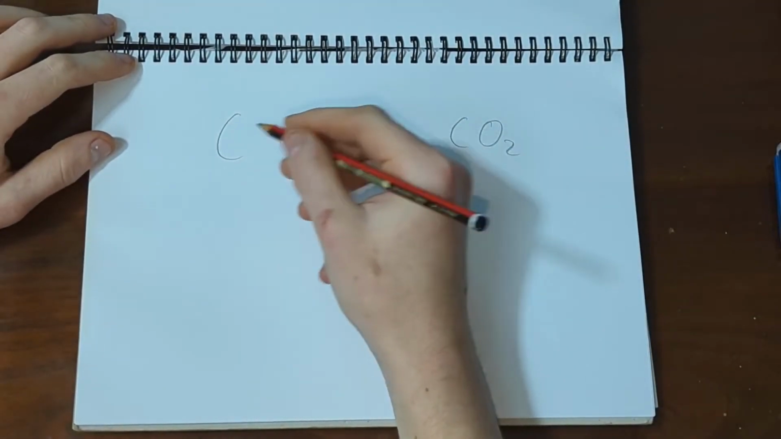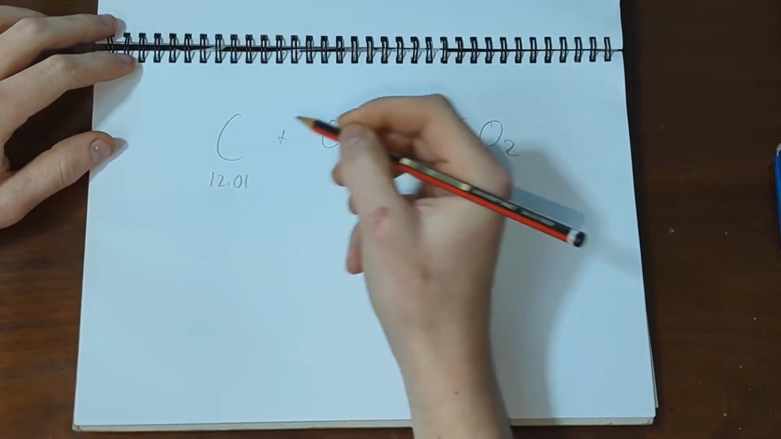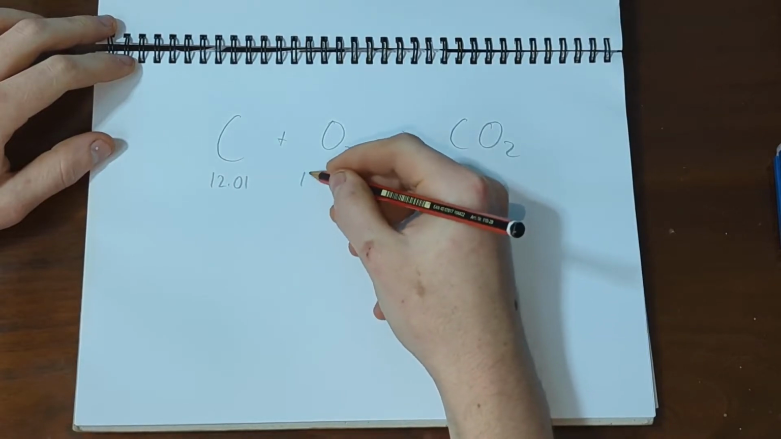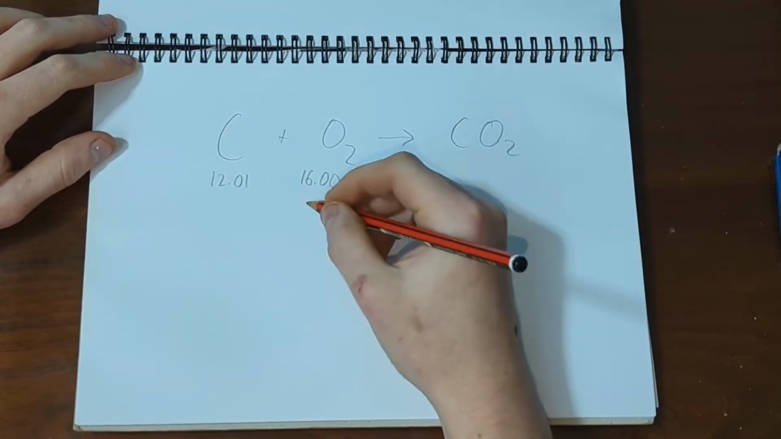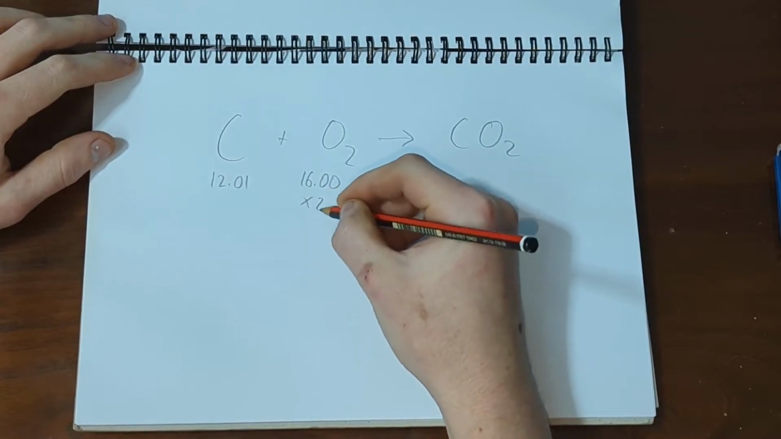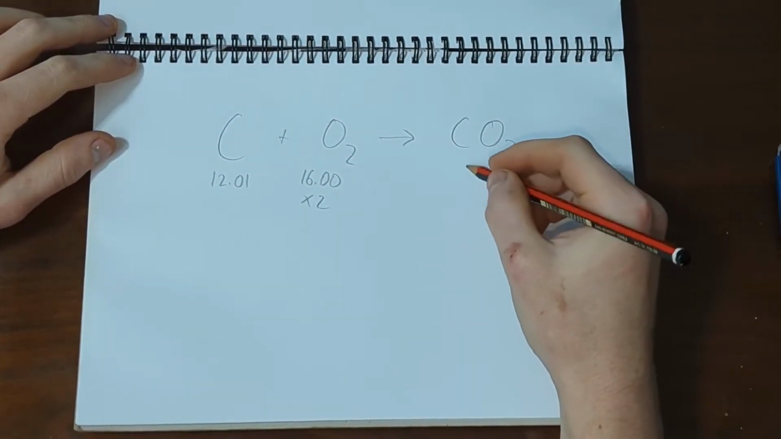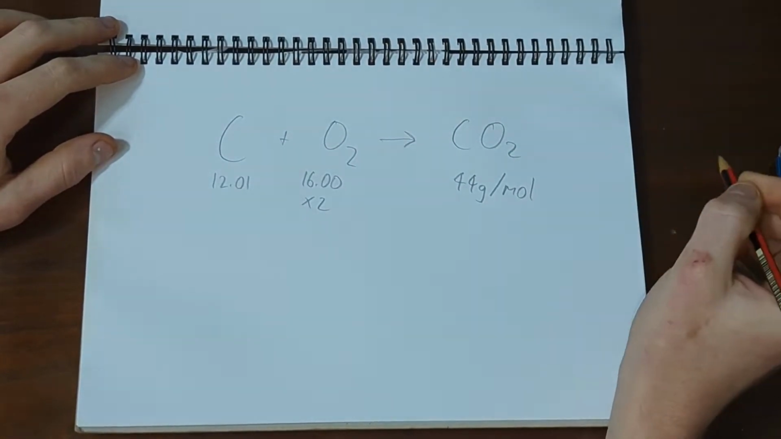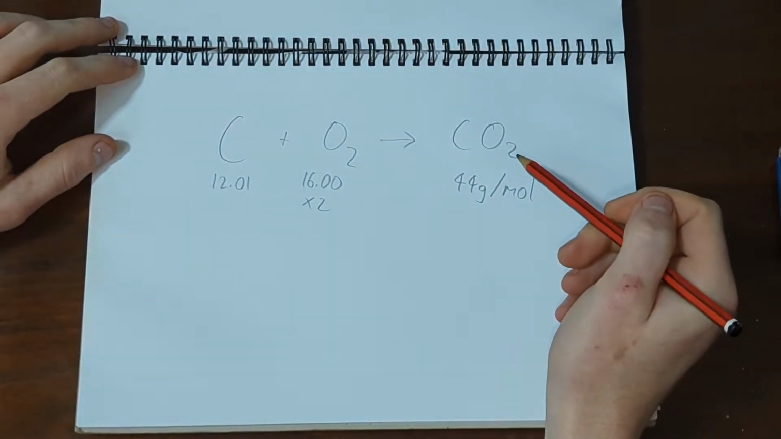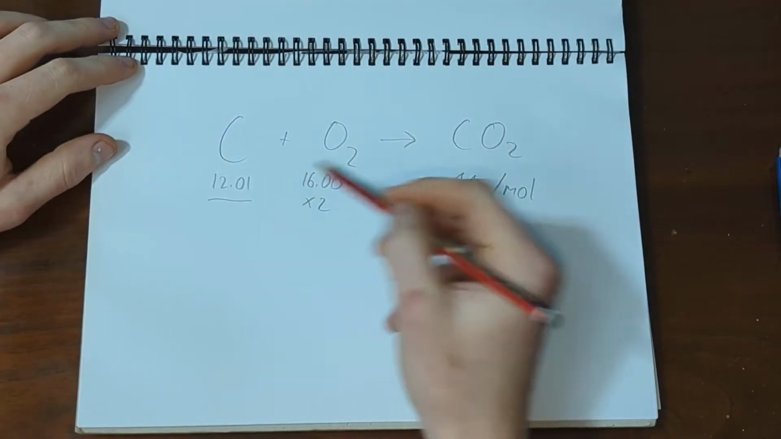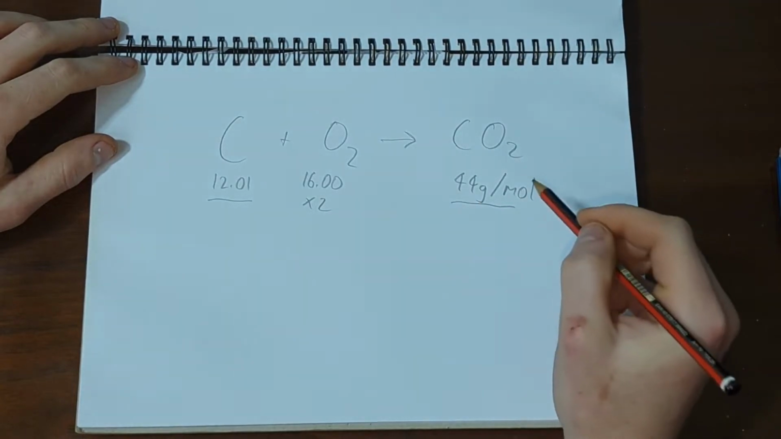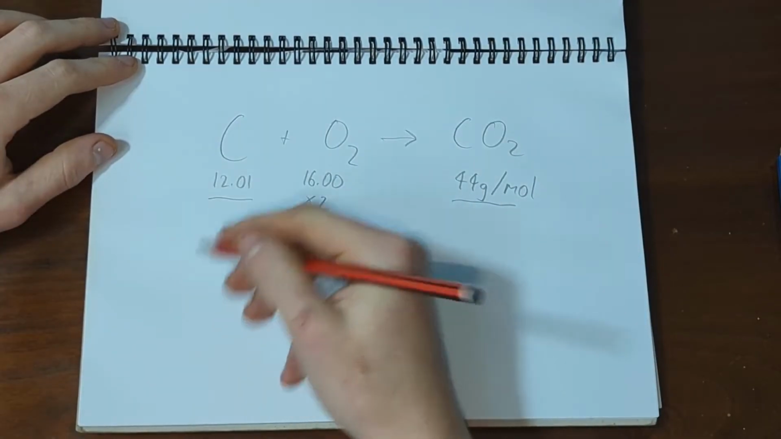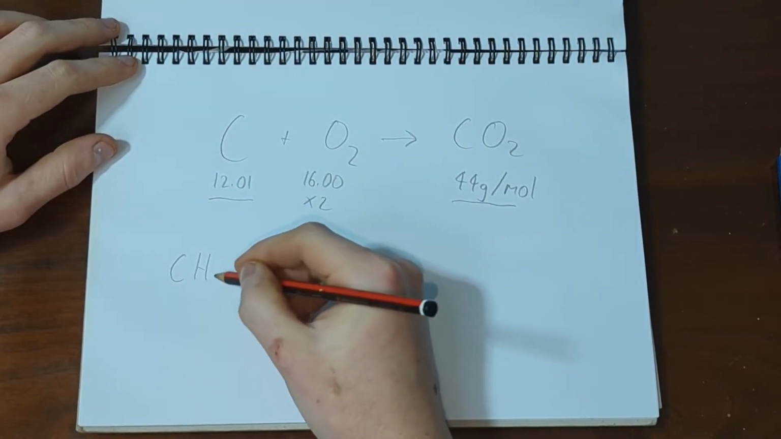Now, if you remember, carbon is 12.01 grams per mole. Oxygen is 16, but it's O2. So you've got 16 times 2. So CO2 weighs 44 grams per mole. Do you see what's just happened? 12 grams of carbon becomes 44 grams of carbon dioxide. It more than triples. For the next example, we're going to look at methane, which is CH4.